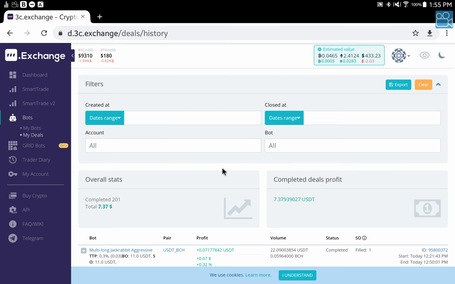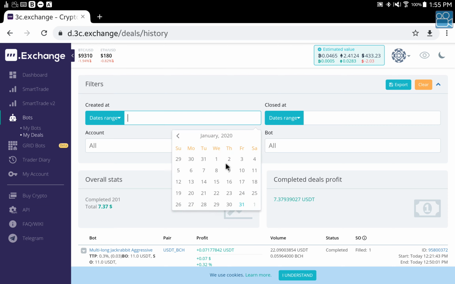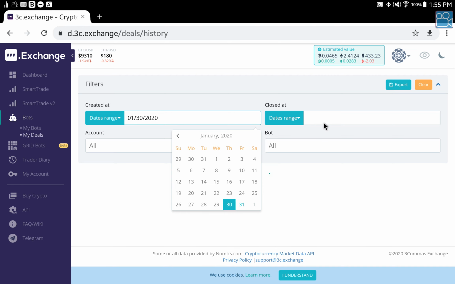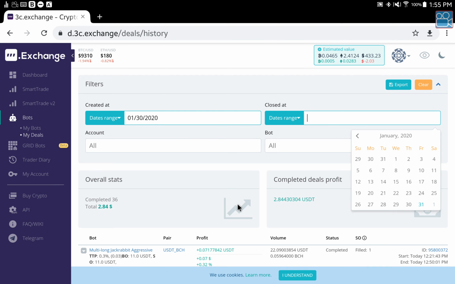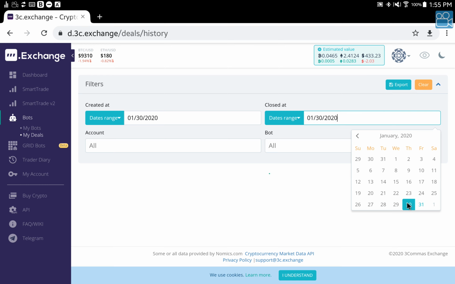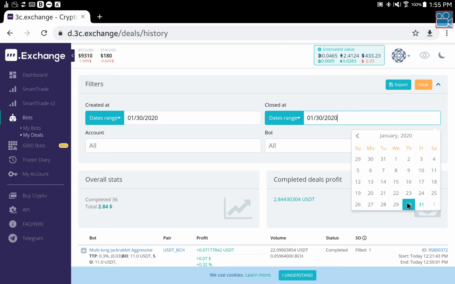So let's put the date range in. We want the order created yesterday, the 30th, and we want the orders closed come back here on the 30th as well. So we want to see only the orders that took place yesterday. So there we are. $2.84 for a total of 36 orders from yesterday only. That's not bad.